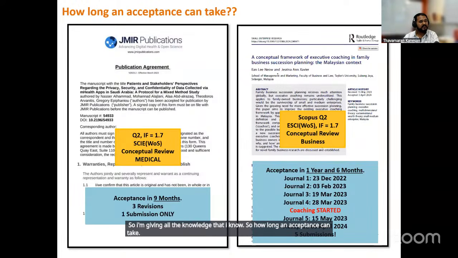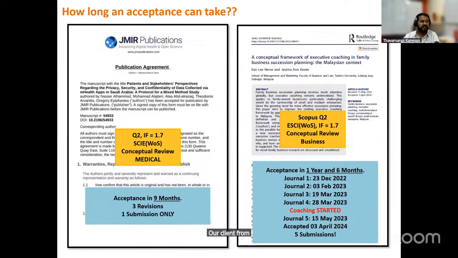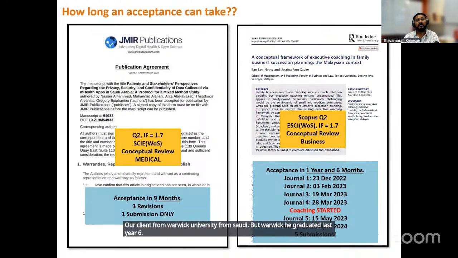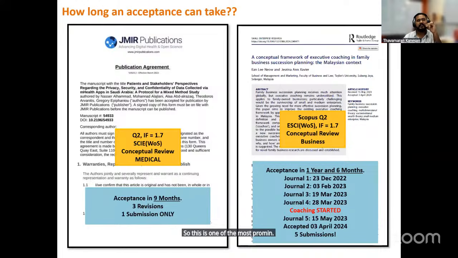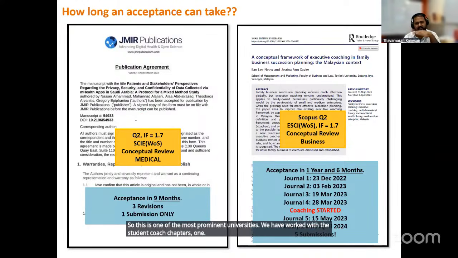These two journals got accepted by us. We worked on the paper. This is a JMIR SEIE Q2 journal. Our client is from Warwick University, from Saudi, but at Warwick. He graduated last year with 6 publications accepted. We coached his chapter 1 to chapter 6 public health thesis. Warwick is a top six university in the UK, so this is one of the most prominent universities we have worked with. The student was coached on chapters 1 to 6.